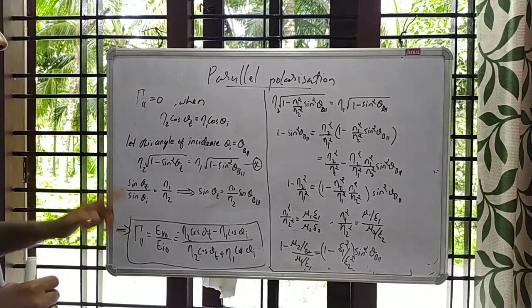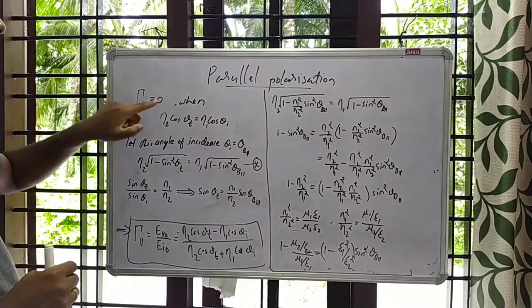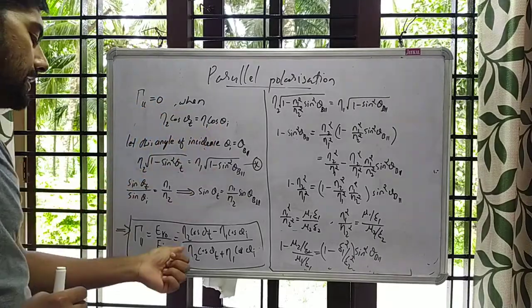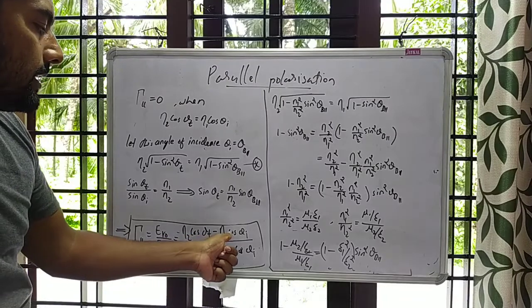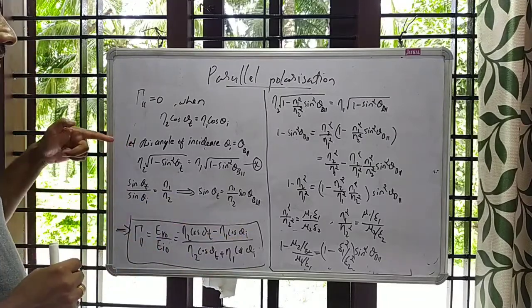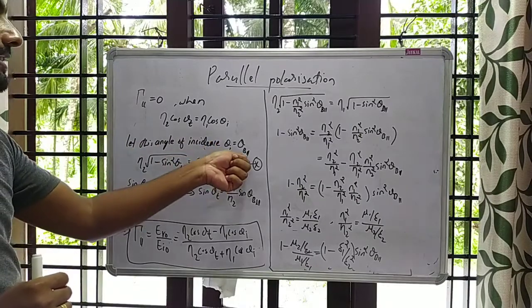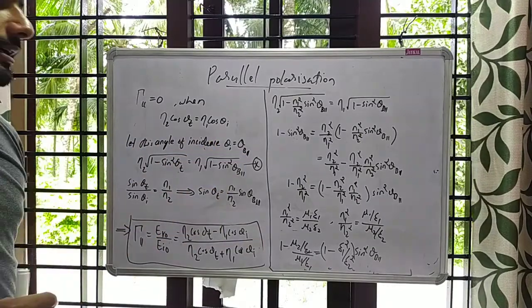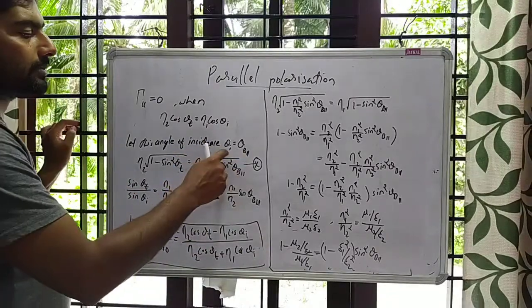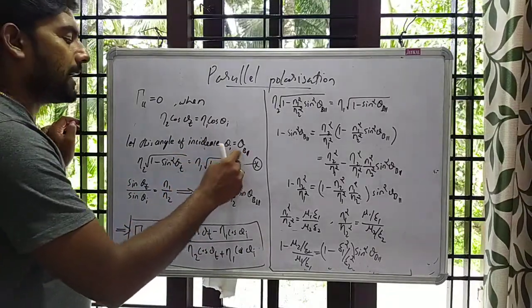This is the equation for gamma parallel, and gamma parallel is equal to 0 when eta 2 cos theta t is equal to eta 1 cos theta i. At that time, gamma parallel is equal to 0. Let us take this angle as theta B parallel. It's known as Brewster's angle; we'll discuss it later. Now let me take theta i equal to theta B parallel.